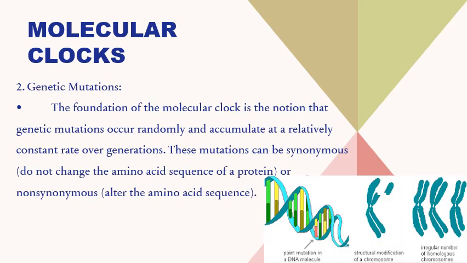So number 2, we'll talk about genetic mutations. The foundation of the molecular clock is the notion that genetic mutations occur randomly and accumulate at a relatively constant rate over generations. These mutations may be synonymous or non-synonymous. The rate of mutation is influenced by several factors, including the type of mutation, the organism's generation time, which is how long it takes to reproduce, and the mutation rate itself.